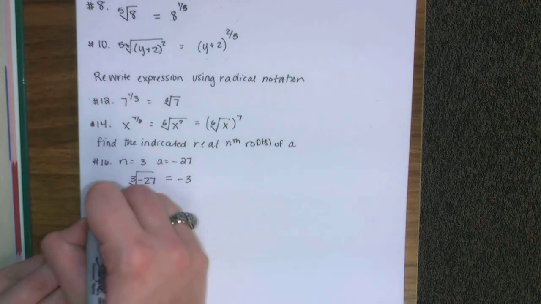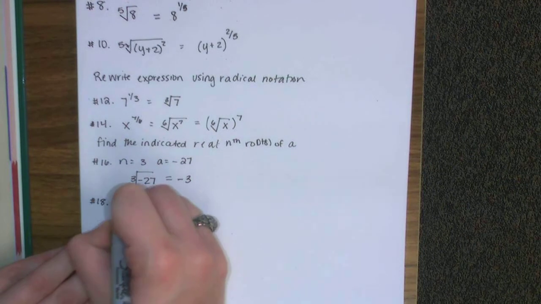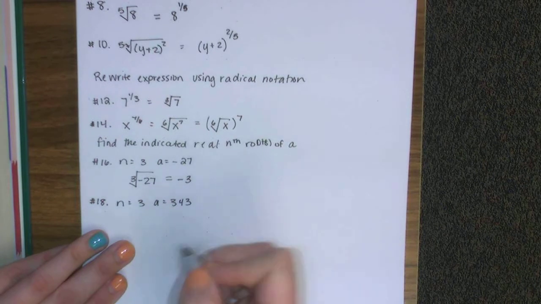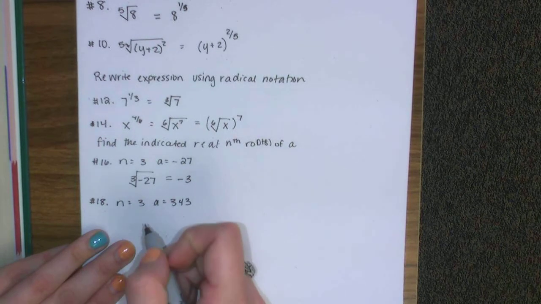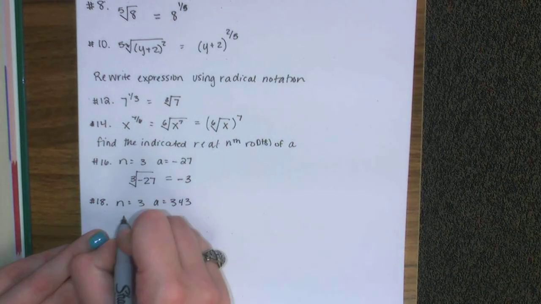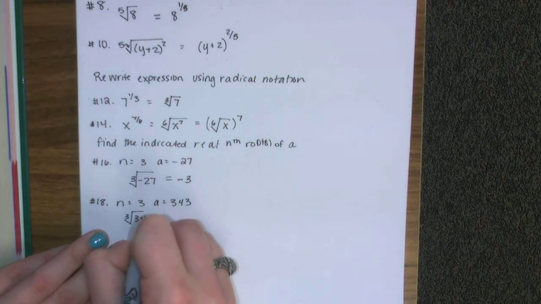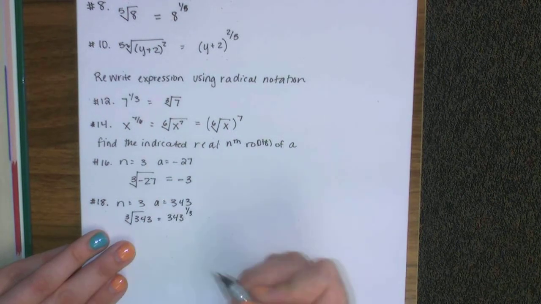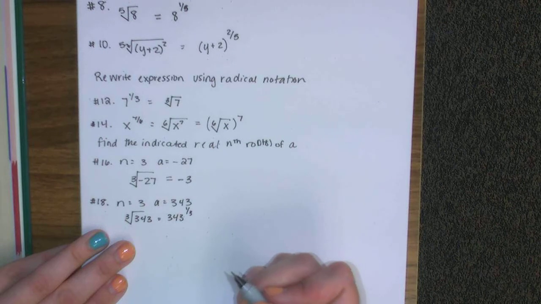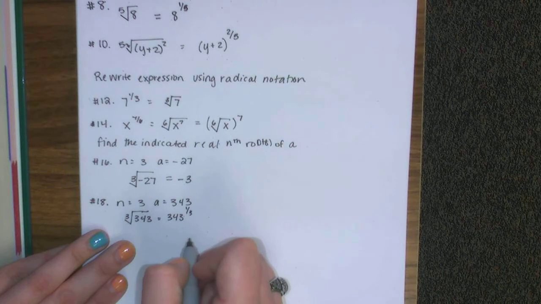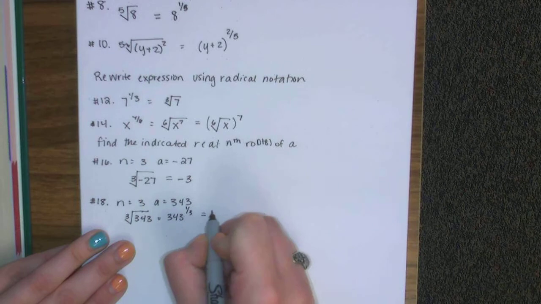For number 18, n is equal to 3, and A is equal to 343. So this one's pretty similar here. n is 3, so we're taking the cube root of 343. And if you wanted to write it as 343 raised to the 1/3 to set it up, that's fine too. Either way, typically I'll write it in this radical form, but either way is fine. So the cube root of 343, you may not know that one off the top of your head, which is fine, but it is 7.